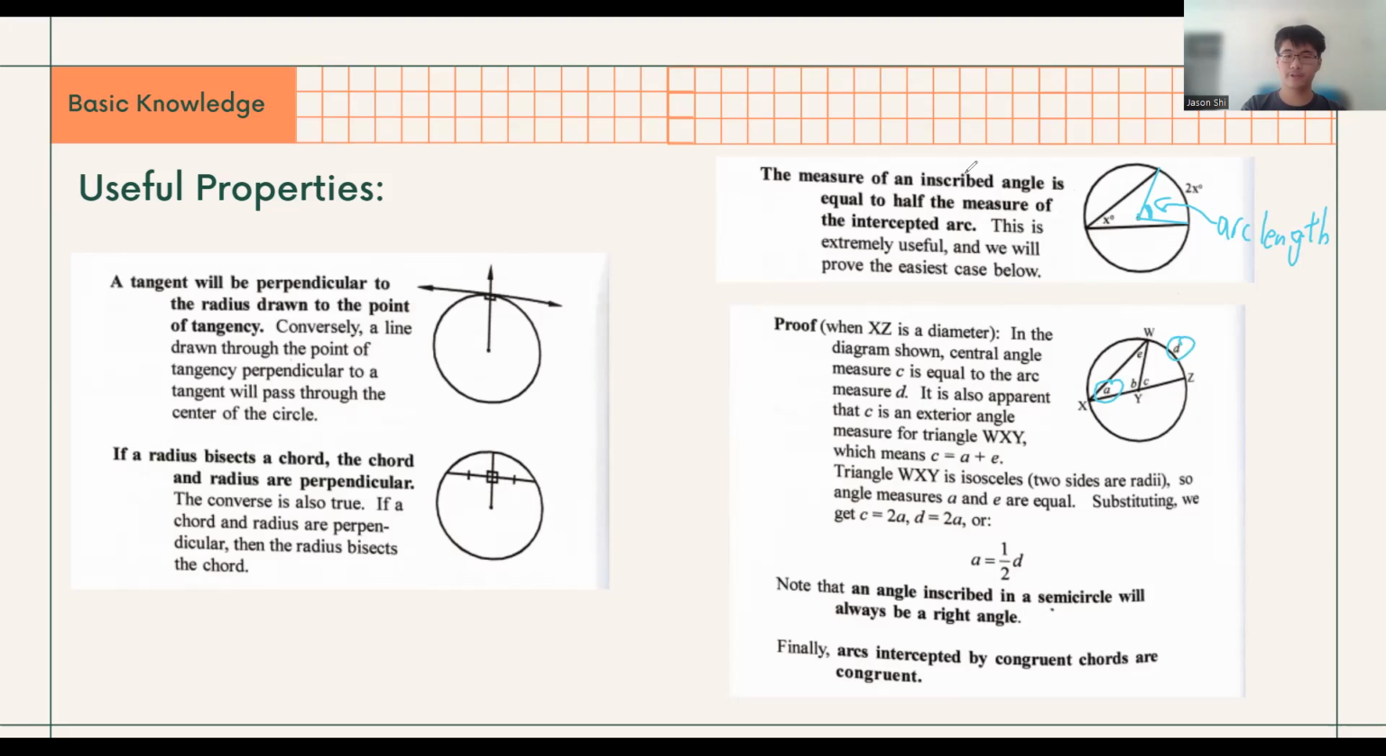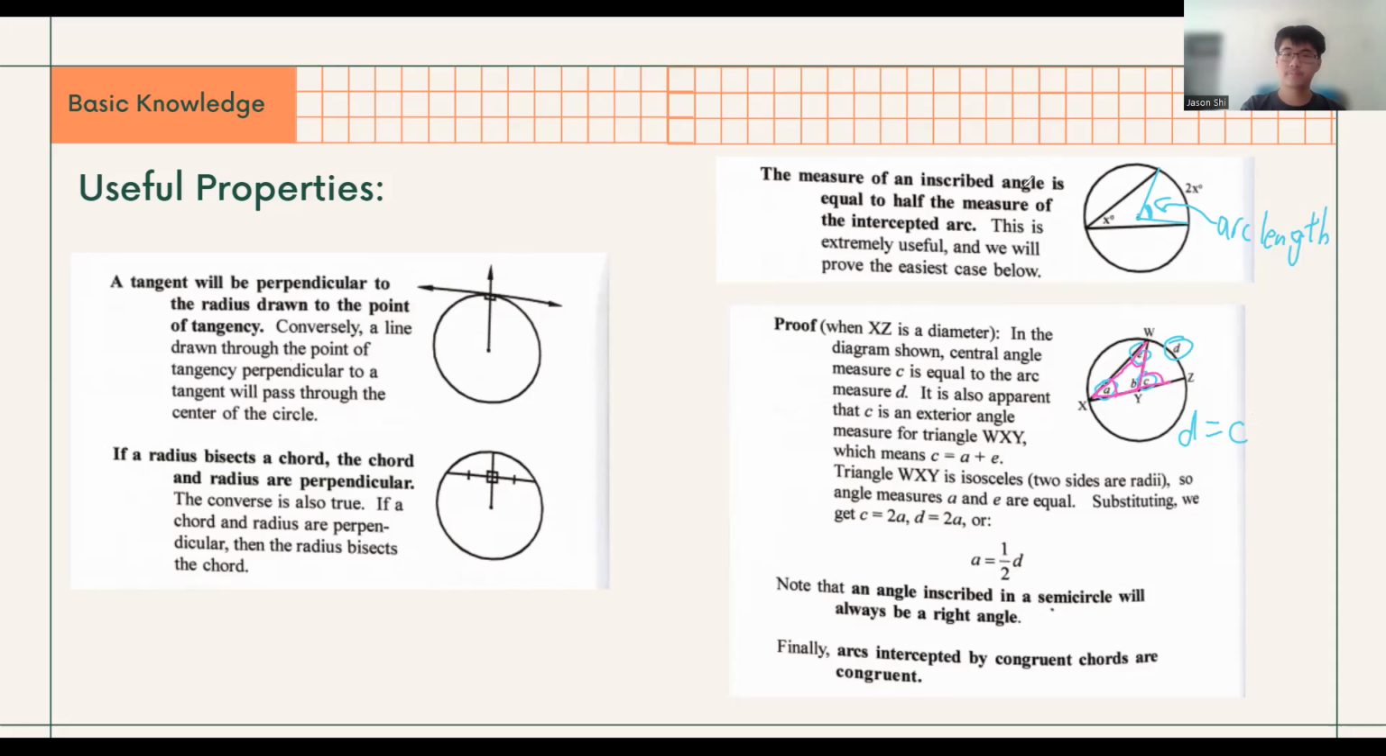So in order to prove our property up here, all we need to do is notice that D is the same thing as C, because the angle measure of D is basically just C. That's the definition of the angle measure of an arc. And then what's C? Well, C is A plus E because it's the outside angle. If you didn't notice it, it's this triangle over here, and this is the outside angle.